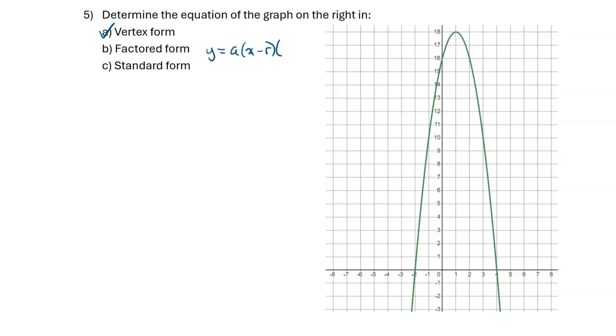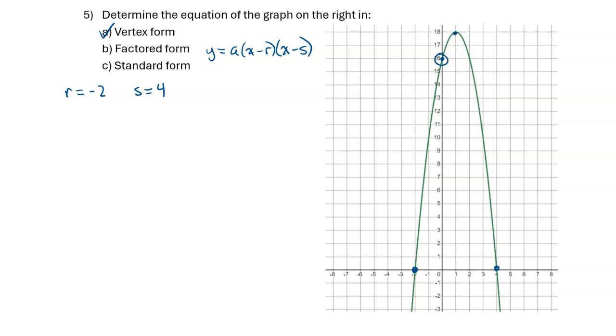Remember, the factored form is y equals a times x minus r times x minus s. And so what we have to start by doing is identifying where the x-intercepts are. You can see here that they're at -2 and +4. So that means that r is -2 and s is 4. When we substitute those in, it's going to mean we subtract -2 and subtract 4 in the equation.